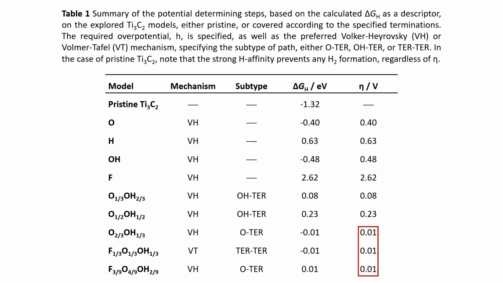Finally, based on the calculated delta G as a descriptor, we summarize our study, and the results indicate that these three cases exhibit the best performance in the HER reaction. And interestingly, contrary to previous research conclusions, the fluorine is not detrimental but rather beneficial to the reaction.